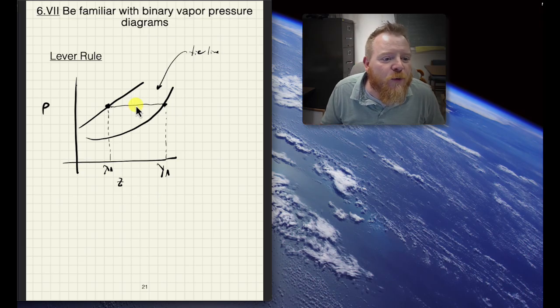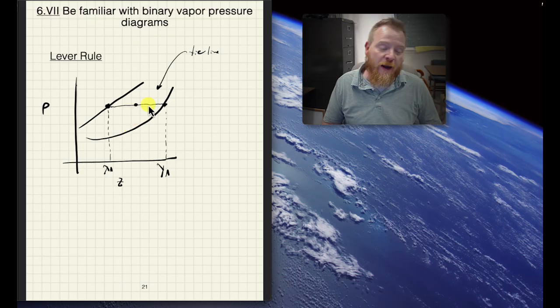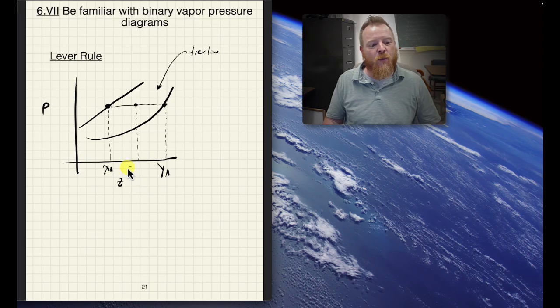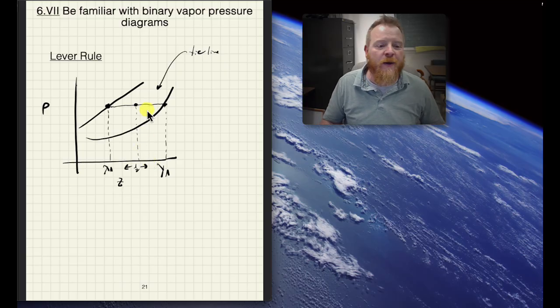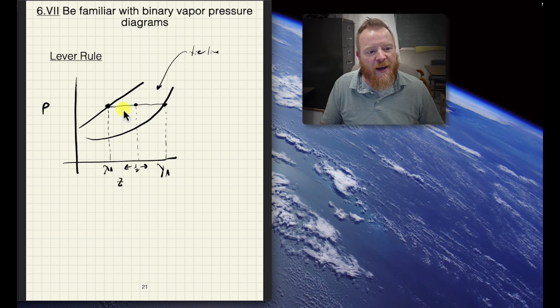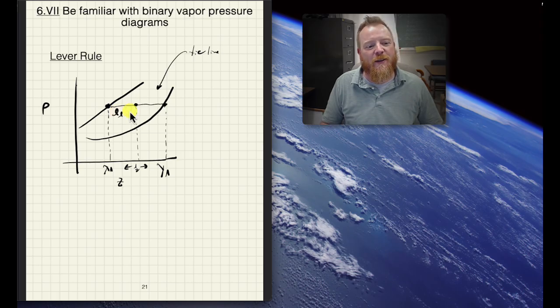And now using the lever rule, it states the following. If I pick some point that's exactly halfway between these, then we're able to calculate specifically how many moles are in the vapor. So we can say the length of this line, I'm going to use L, and I know it gets confusing, so I'm going to say LL, so that will be the length of the line in the liquid.